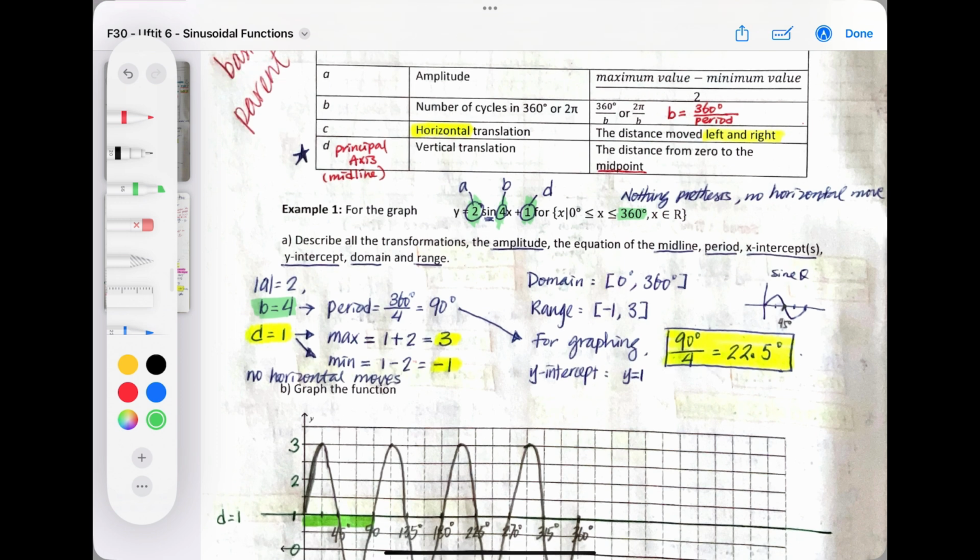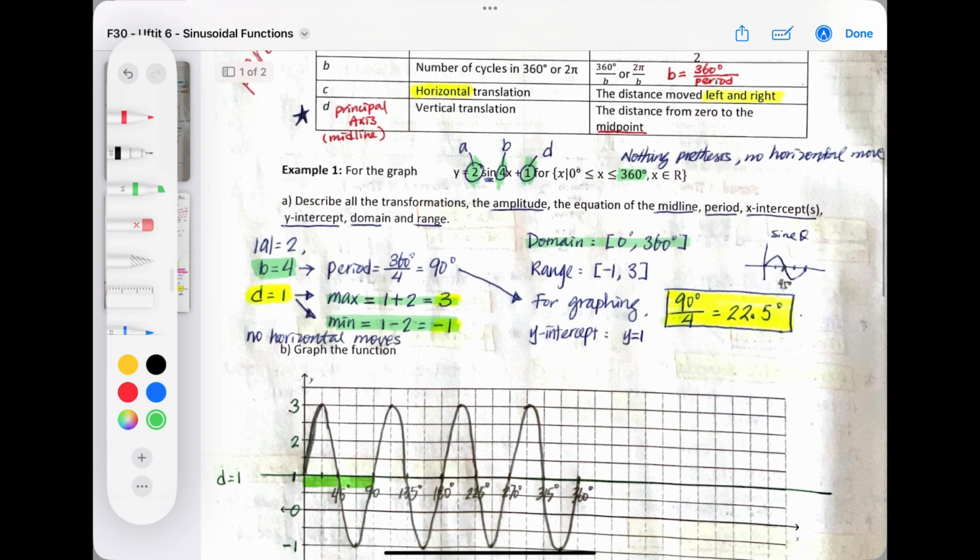And the D tells me it's my principal axis. Because I know my amplitude, the maximum, how high I can go, is equal to what? 1 plus 2, that's equal to 3. And the minimum is how low I can go from the midline, right? So that will be 1 minus 2. That's how we get negative 1. So the domain is all about the x value. We know that's given. And the range technically is from my minimum to maximum.